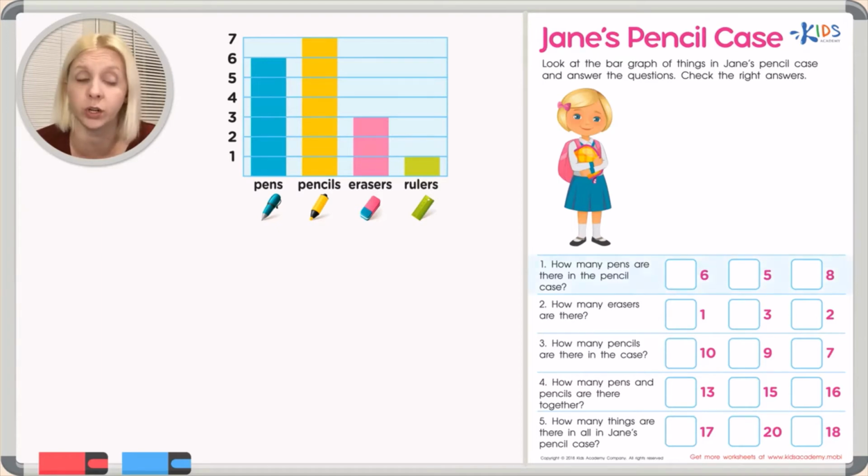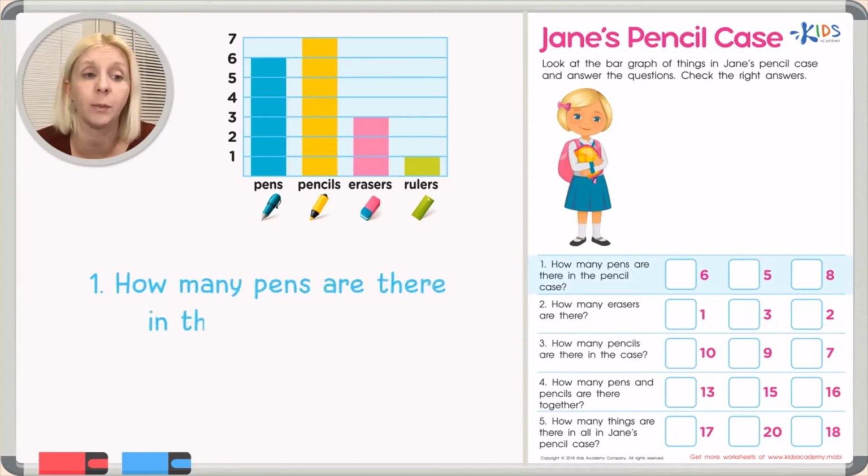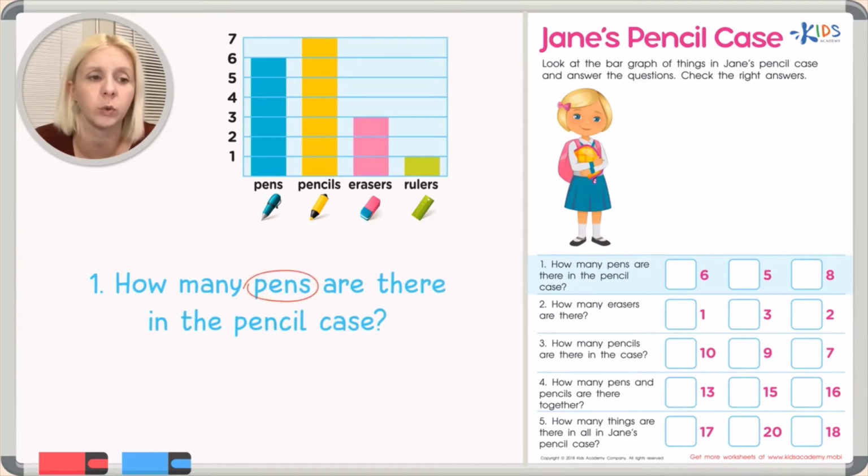So let's look at the questions here, and let's answer our questions. Number 1 says, how many pens are there in the pencil case? So let's go to our graph. The question is asking, and I'm actually going to circle this. Sometimes I like to do this. I like to circle so I know exactly what I'm looking for. So how many pens are there in the pencil case?